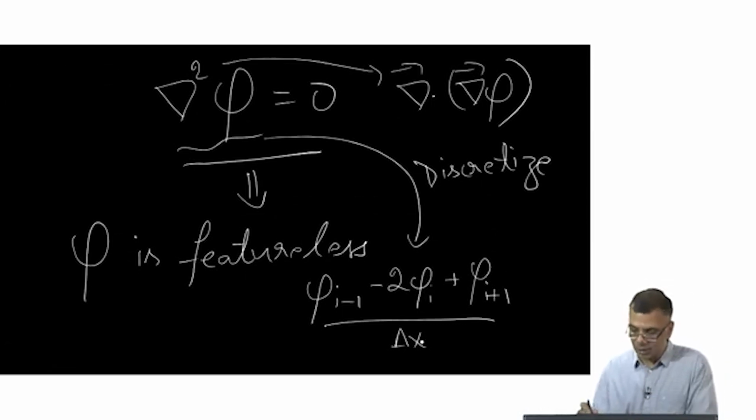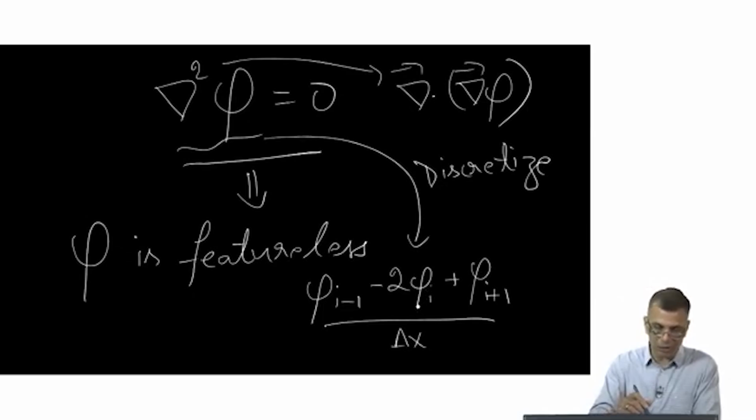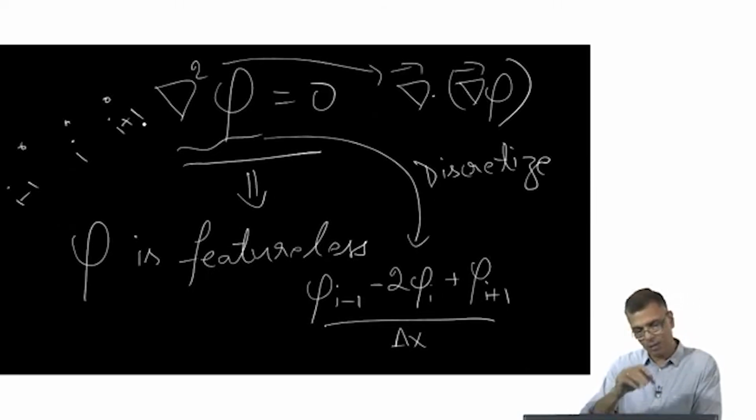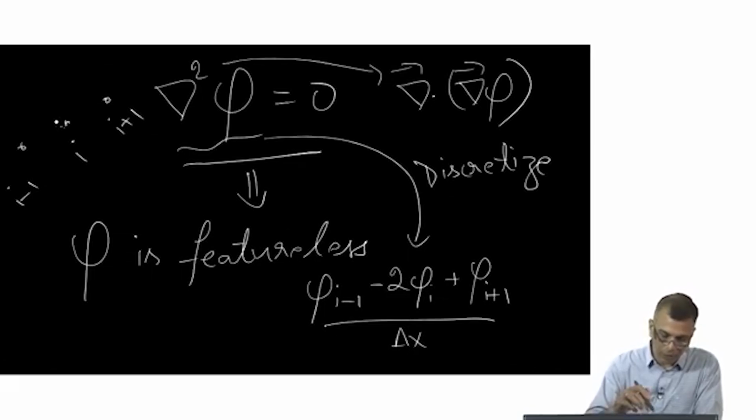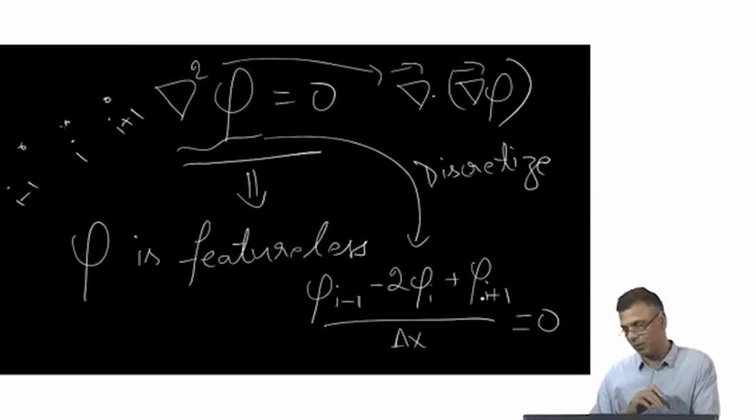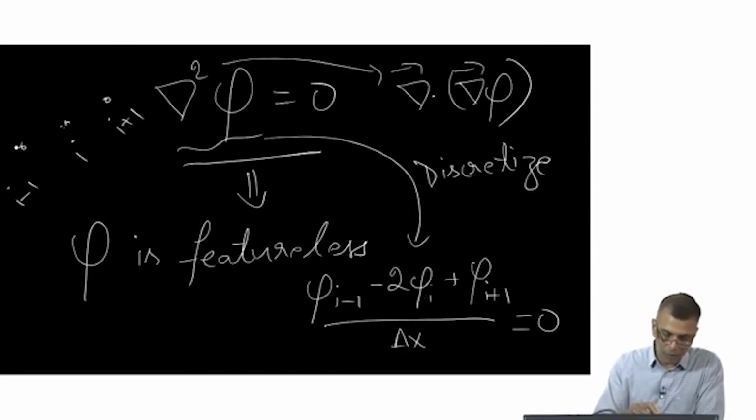What this is really saying is that, discretizing on a grid like this, this is i minus 1, and this is i plus 1. You can discretize in the other direction also, but it's not so important for our purposes. So what you're really saying is that the value of phi at point i is the average. If this is equal to 0, that means the numerator has to be equal to 0, so phi i is really the average of this and that.